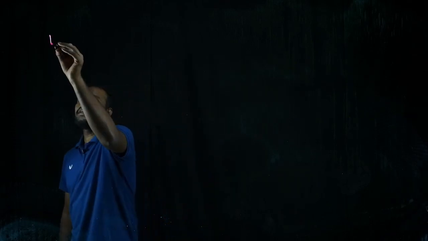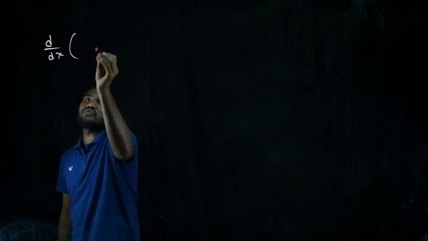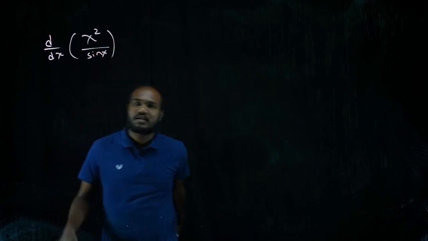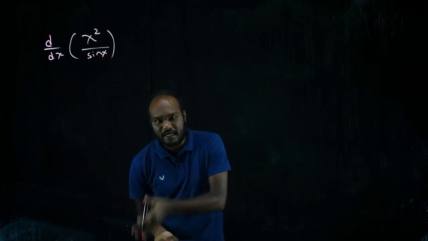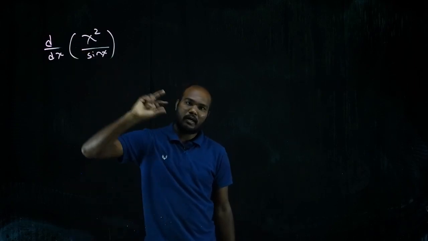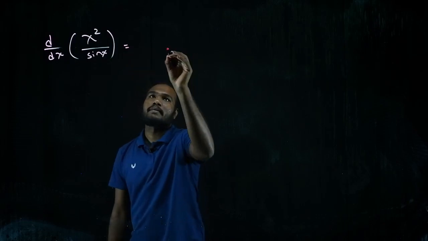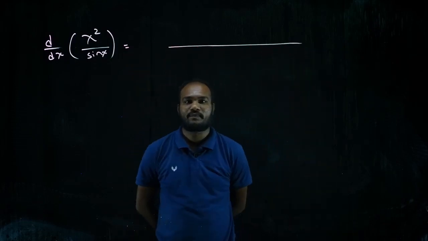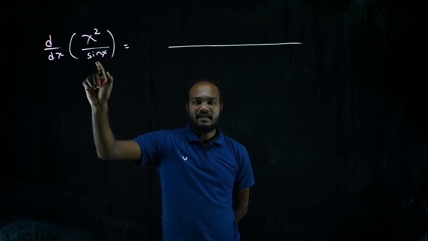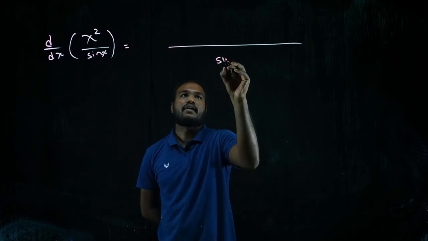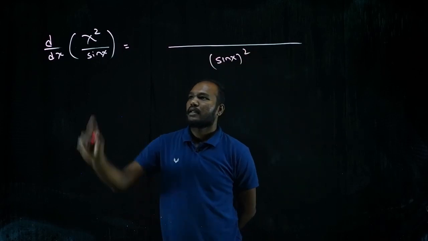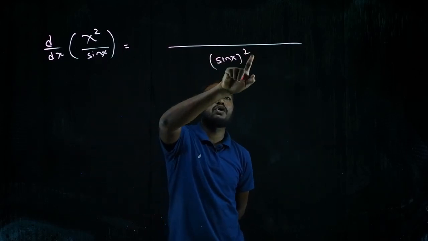So now, if I have d by dx of two functions, let's say x square by sin x, d by dx means we have to differentiate these two functions when they are a division. If it is multiplication we know how to do it, but how to do it if it is division? See here, calm down and see. Whatever is there in the denominator, write it here and make it whole square.